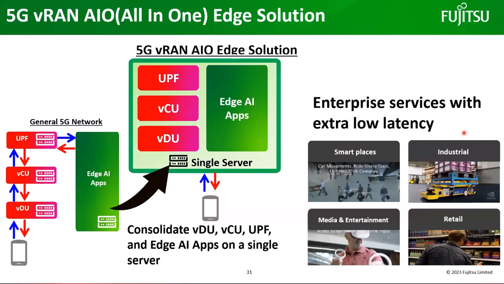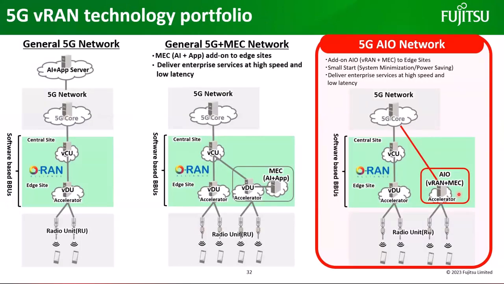For example, automation in factories, human flow analysis in public places, automation of purchase information management in malls, real-time distribution of high-definition video for enterprises, and gaming that requires real-time esports. In summary, there are three characteristics: add-on all-in-one to the edge site, and small start, to deliver enterprise service at high speed and low latency.